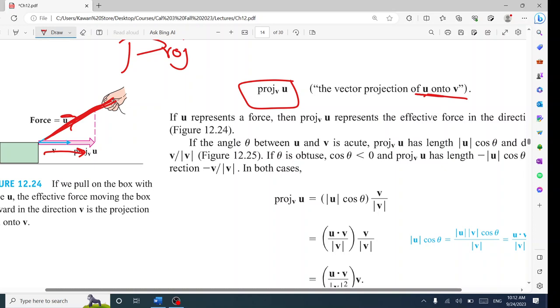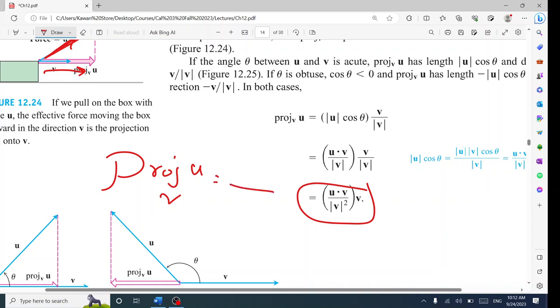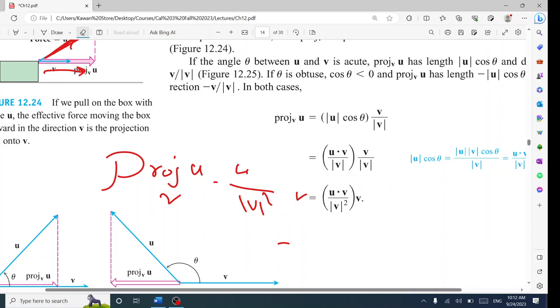What's the relation between the projection and the dot product? That's our duty. You can see from the rule, here's the rule. Projection is equal to what? Of course, I'm talking about the projection of U onto V. So it's equal to the dot product between them, divided by the length of V, multiplied by V. So the result will be what? A number or a variable or a vector, sorry.